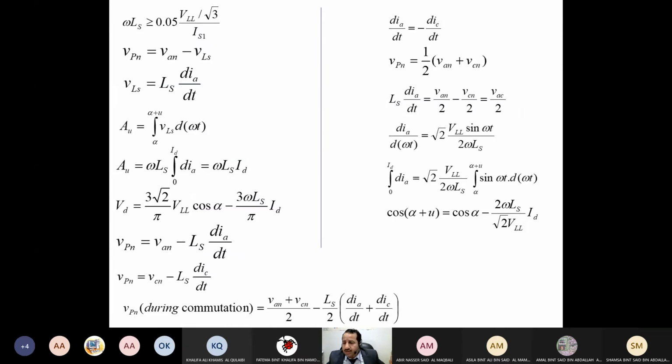Now, it's worth mentioning that many utilities, many grids, many electrical companies, and many countries put in their standards a limitation for the supply inductance. As an example, this is one of the limitations. They mention that omega Ls is supposed to be greater than this value, which is related to VLL and IS1.